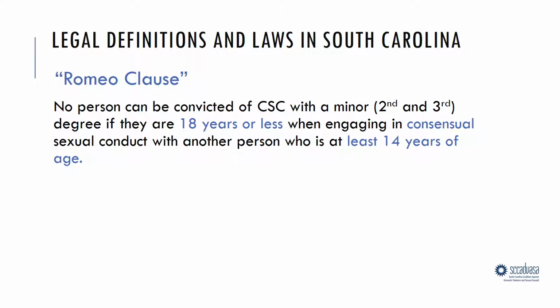Although the age of consent in South Carolina is 16, there is an exception, commonly known as the Romeo Clause, that means nobody can be convicted of CSC with a minor in the second or third degree if they are 18 years or less when engaging in consensual sexual conduct with another person who is at least 14 years of age. In effect, this exception protects high school students who may be having consensual sexual relationships that their parents do not approve of. In the past, statutory rape laws had sometimes been used to prosecute young men in these circumstances, and there are several examples in which racial biases were the impetus behind these cases being brought.